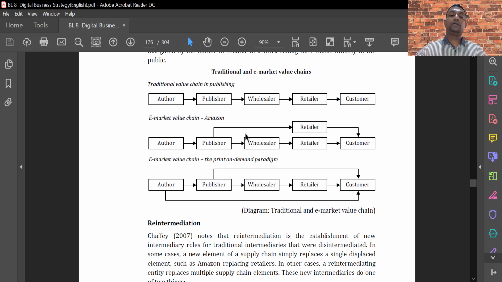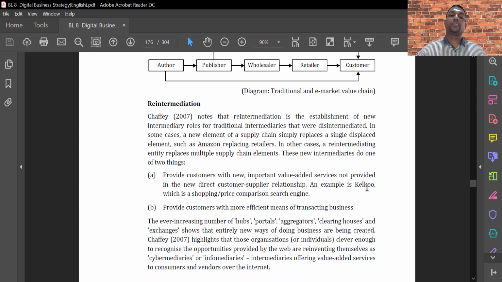But this can also be changed by introducing another type of intermediary, another retailer, where this retailer directly buys from a publisher and the customer can buy from the retailer. And sometimes the publisher itself in their website can sell the book directly to the customer, and even the author can start their own e-commerce platform. They can sell the book directly to the customer.